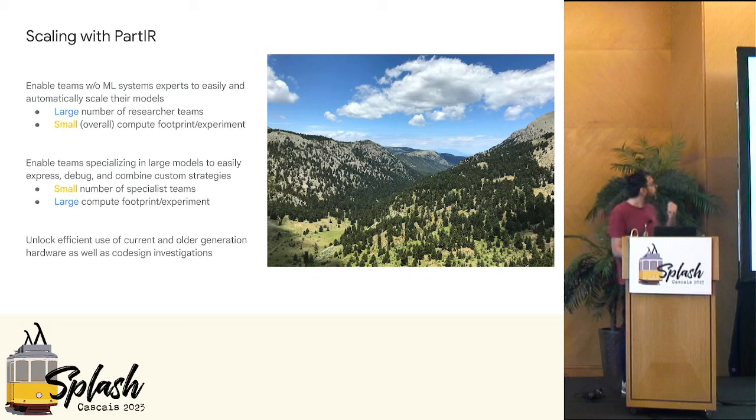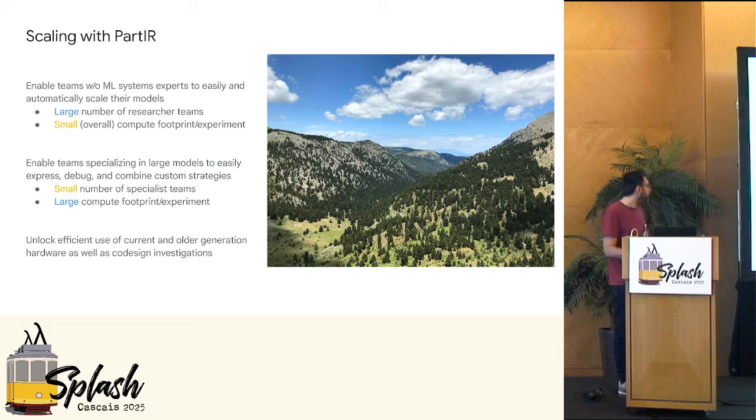One goal was we wanted to enable teams that didn't have ML system experts to easily and automatically scale their models. So this is a large number of researcher teams with, let's say, medium or small compute footprint. They need a few TPUs, a few GPUs, a few devices. But then we also wanted to enable the teams that specialize in large models, the ones that have the machine learning, the systems expertise in them, to easily express, debug, and combine custom strategies. These teams knew exactly what they wanted to build, so they wanted to instruct the compiler stack to just do the right thing. And this was a small number of specialist teams, but with a huge compute footprint. So the product in both cases was quite big.